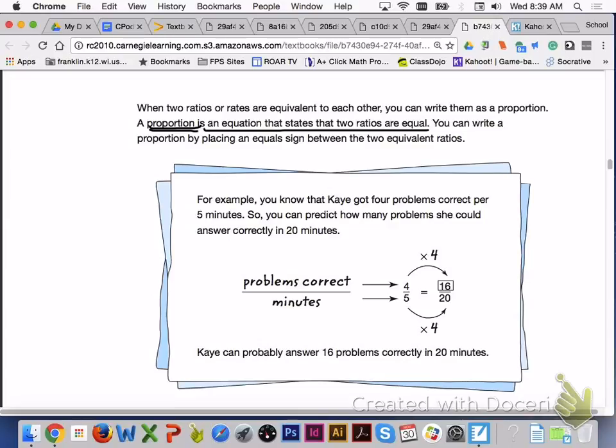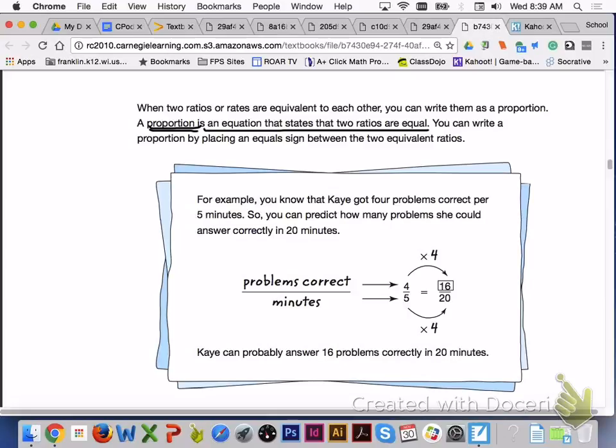Turn to the top of page 327. When two ratios or rates are equivalent to each other, you can write them as a proportion. A proportion is an equation that states that two ratios are equal. You can write a proportion by placing an equal sign between the two equivalent ratios.